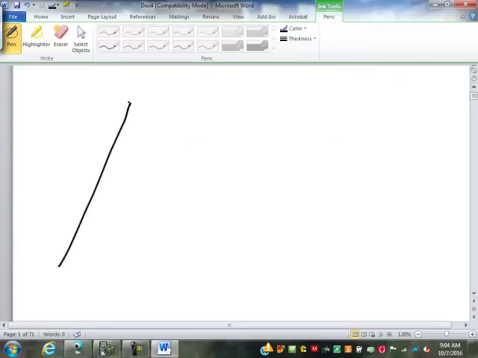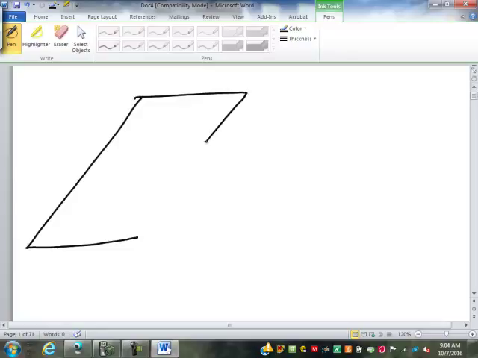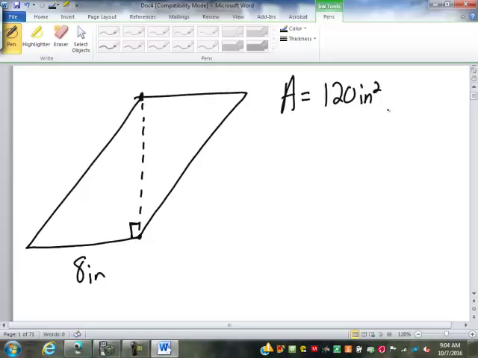Well, let's do one a little bit more creative. See, that's 8 inches. I'm saying that this corner is directly above that corner. And I'm going to tell you that the area of this is 120 inches squared. In your notes, find the perimeter.